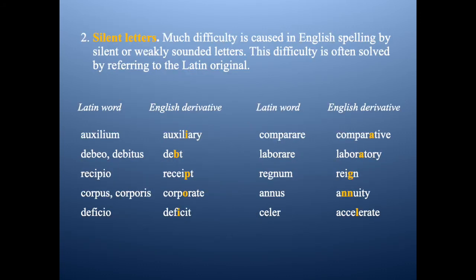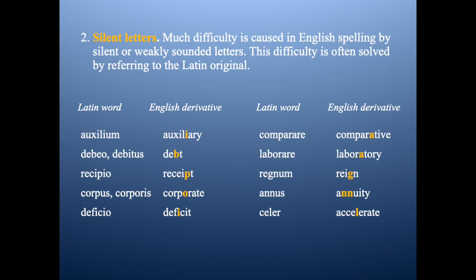Of course, silent letters are another bane of our English spelling. And so either they're silent or they're very weak sounding, but the Latin word will give us the clues to the spelling. Let's look at that word debt, D-E-B-T. Why in the world is there a silent B in that word? Well, because it comes to us from debeo debitus, meaning to owe something. So you owe somebody something, you have a debt.